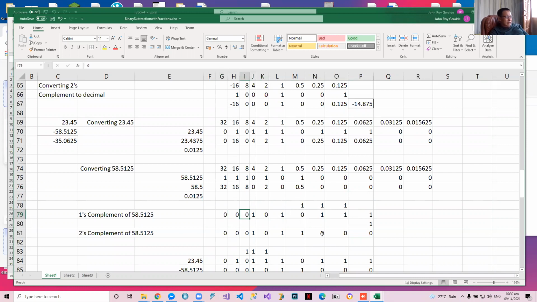So this is a 0, 0. This is a 0 also. This is a 1 because the above is a 0. This is a 0 from a 1. This is a 1 from a 0. 0 from a 1. 1 from a 0. 1 from a 0.